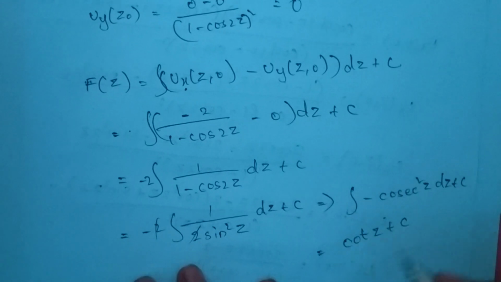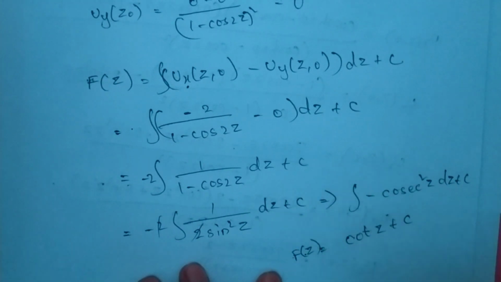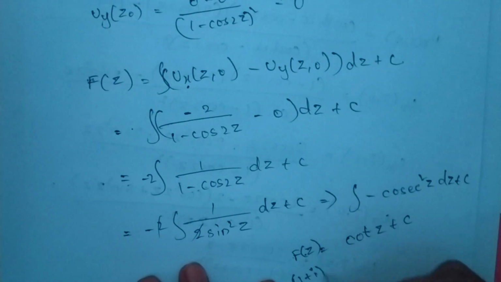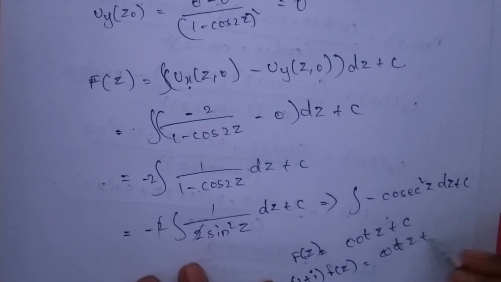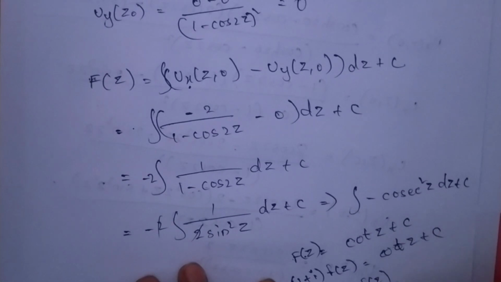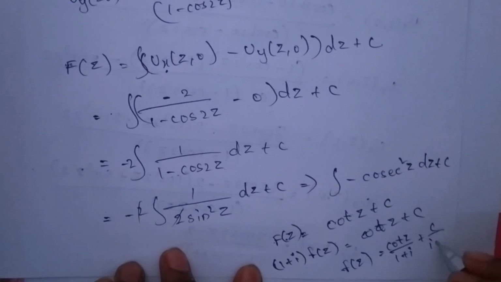We know it is capital F of Z. Capital F of Z equals 1 plus i into f of z, because at the first we have seen this. So 1 plus i into f of z equals cot z plus c. Then f of z will become cot z by 1 plus i plus c by 1 plus i. It is our required function.